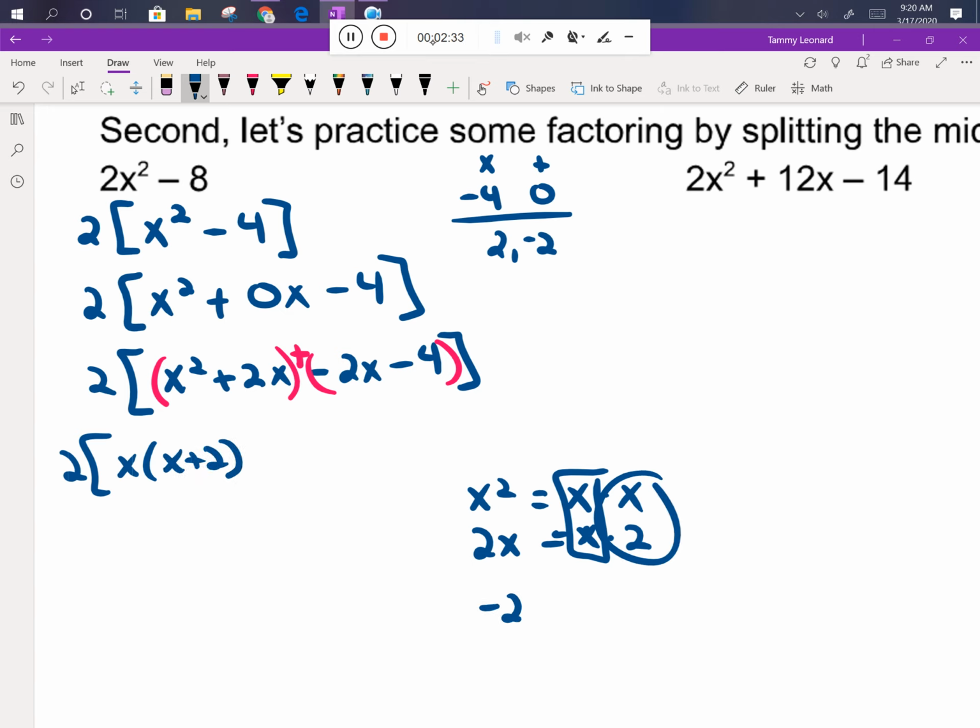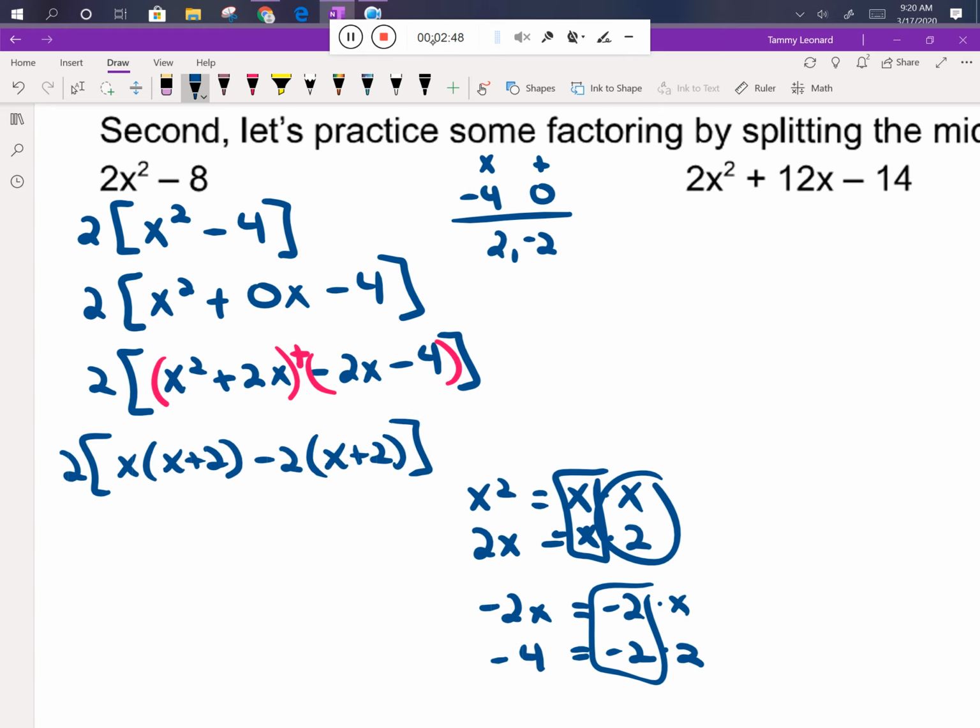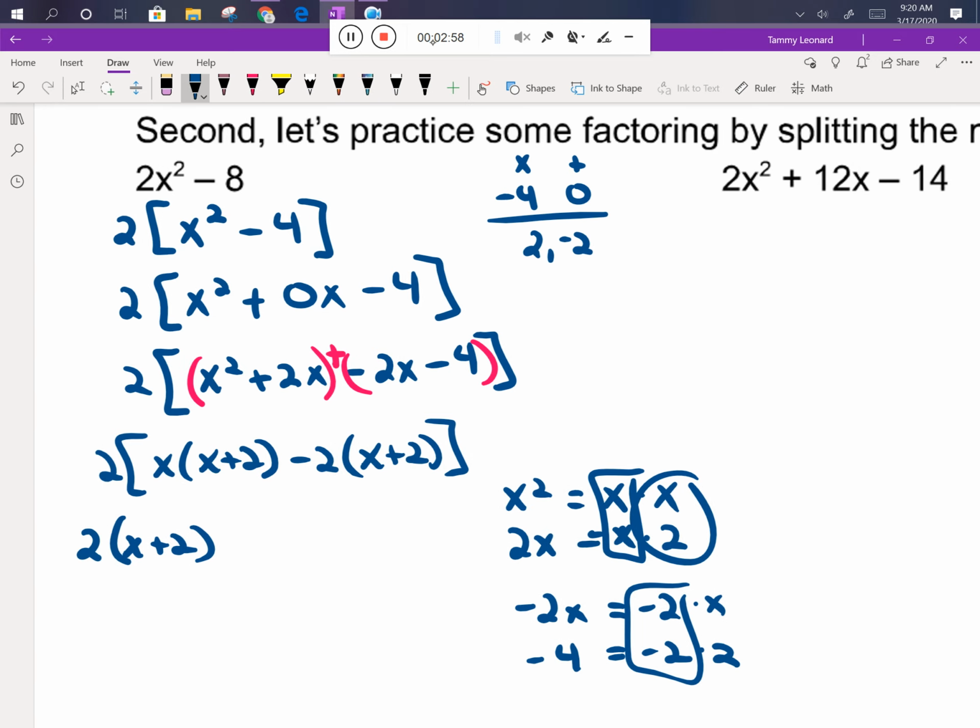Then I look at negative 2x and negative 4. Well, they're both divisible by a negative 2. I would multiply negative 2 by x and then by positive 2 to get back to the original problems. So I factor out a negative 2, leaving an x and a positive 2 in the binomial. All right, we're ready for our last step. Let's factor out the x plus 2 that they have in common. But let's not forget the 2 that was already out in front of the whole problem all along. Left inside the parentheses is an x minus 2, and you have factored as far as you can.